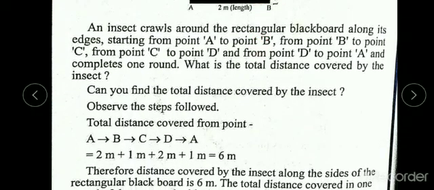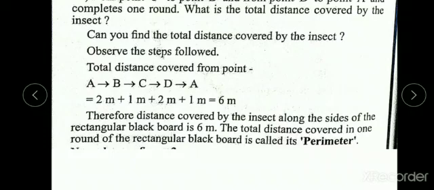Can you tell the total distance? So the total distance covered by the insect is: it moves from A to B, from B to C, from C to D and D to A. That is 2 meter plus 1 meter plus 2 meter plus 1 meter. That is 2 plus 1 is 3, 3 plus 2 is 5, 5 plus 1 is 6 meter. Therefore, the distance covered by the insect along the sides of the rectangular blackboard is 6 meter.